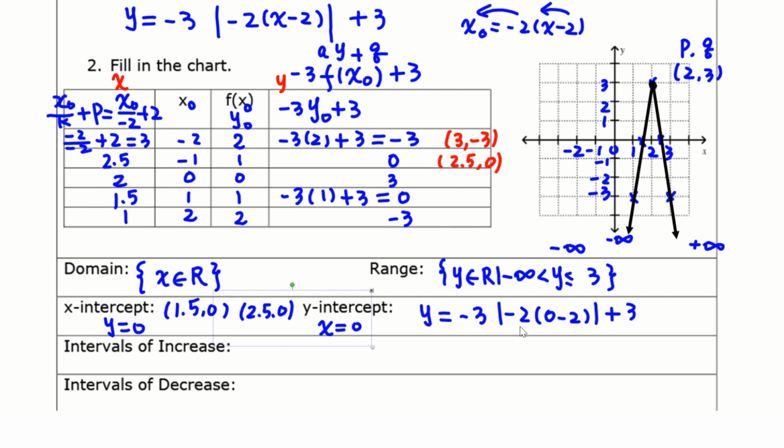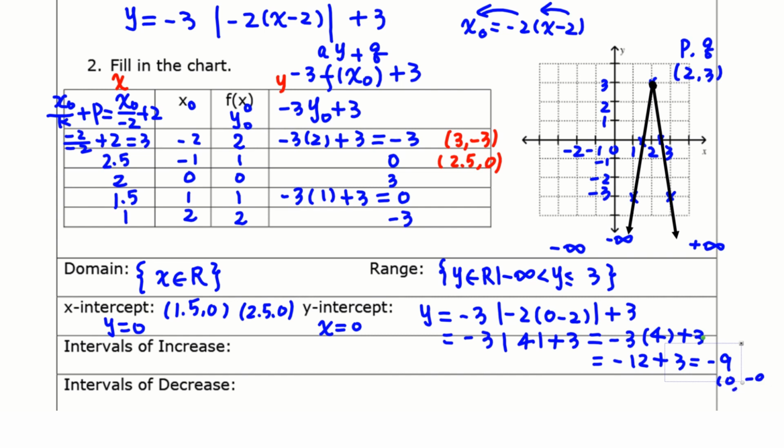So we are going to do the bracket first. So it's -3. Then -2 times -2 gives you +4, then plus 3. The absolute value of 4 is positive 4, so we have negative 3 times 4 plus 3. So we need to drop the absolute value. If it's a negative number inside the absolute value, we change it to positive because it's distance. Then we have negative 12 plus 3 gives you negative 9. So the y-intercept is 0, negative 9.